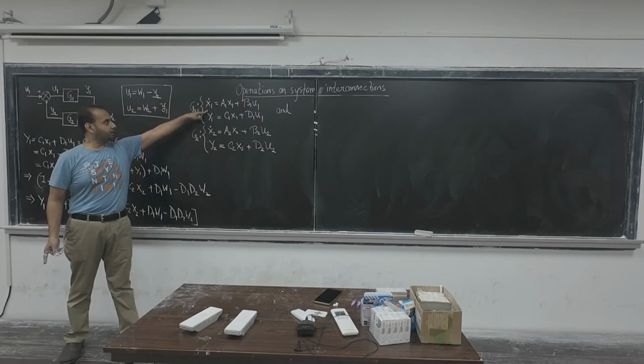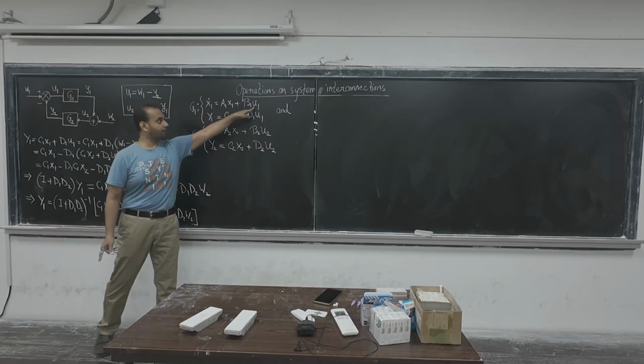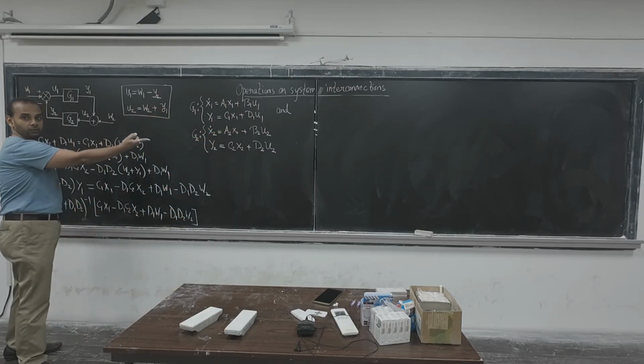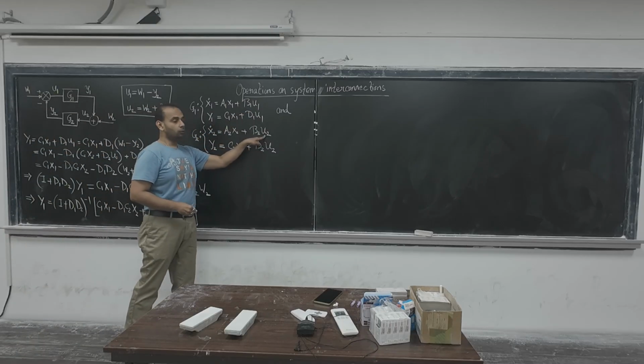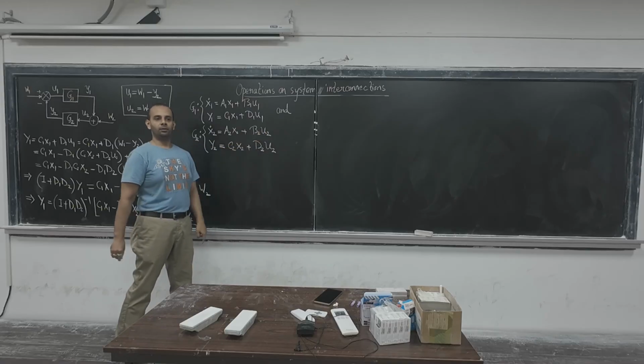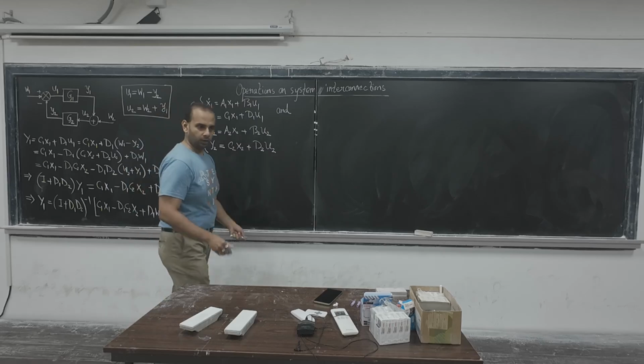So anyway, in x1 dot you will inevitably have to deal with u1. u1 means w1 minus y2. So we will be needing y2. Similarly here, u2, which equals w2 plus y1, you would be needing y1. Have you understood what I said?